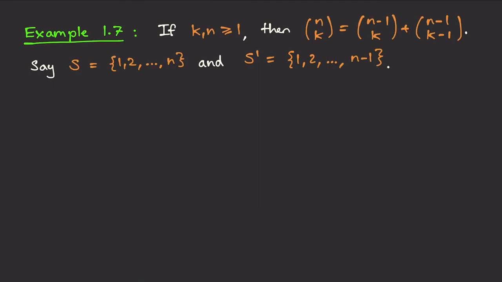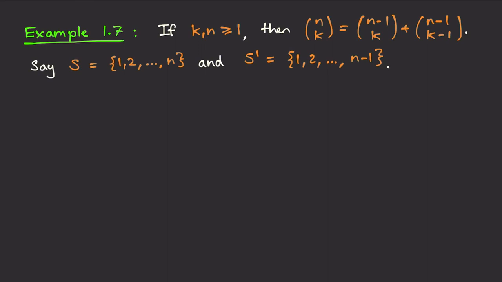Now, the left-hand side, that's n choose k, so that's simply the number of k element subsets of S. The right-hand side is the sum of two different terms. The first term is the number of k element subsets of S primed, and the second term is the number of k minus 1 element subsets of S primed. So together, the right-hand side is the number of subsets of S primed that have size k or k minus 1.